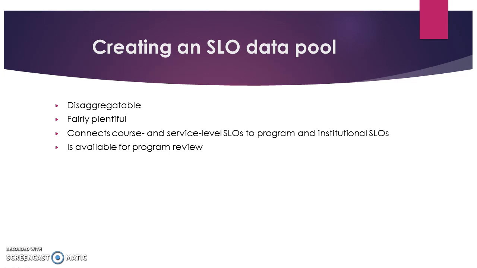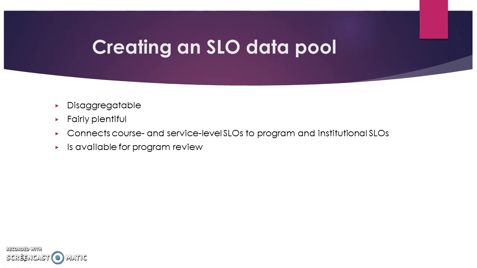That is to say, we should be able to break it down by whatever means we like, student population, online, on campus, what have you. It should be fairly plentiful. It's not a data pool if there's only 5 data points every 3 years.